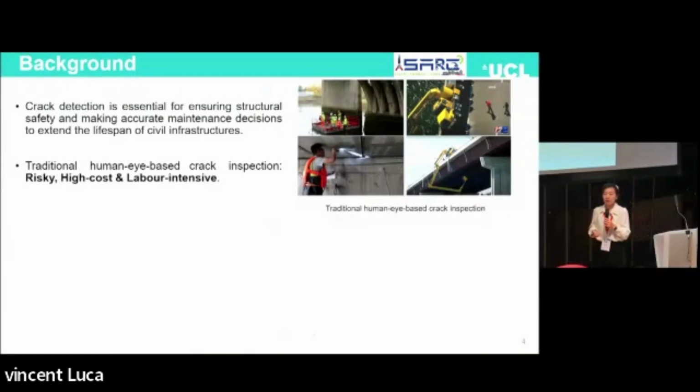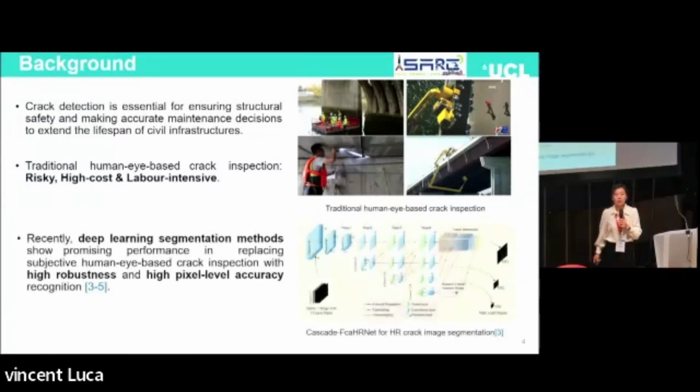As we can see, the traditional way of inspection is human eye crack inspection. This machine positions the people to see closely and check the crack. But it's risky and costly. It's also labor intensive. So as we know, now we have AI technology. We also have ChatGPT and many new technologies we can use for crack detection.